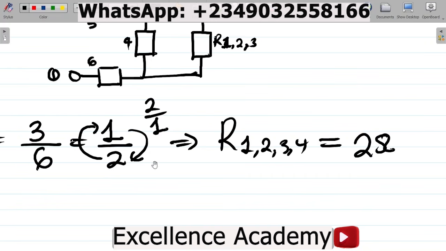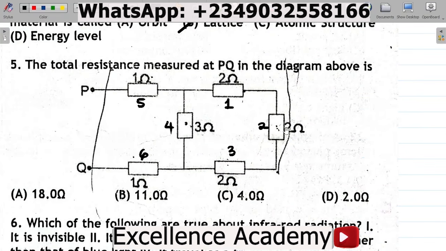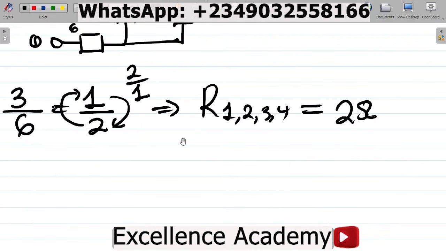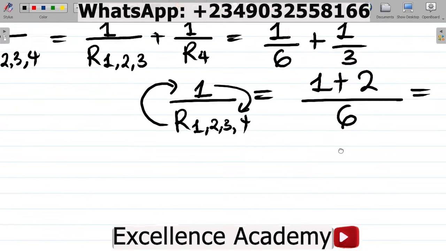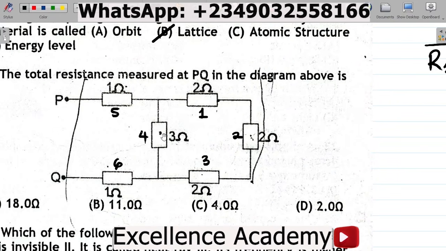So I know that if I resolve R1, R2, R3, and R4, I would have the value as 2 ohms. Look at this. That's what we have so far. So with this, we've now resolved R1, R2, R3, and R4. So what is left now is R5 and R6, all right?